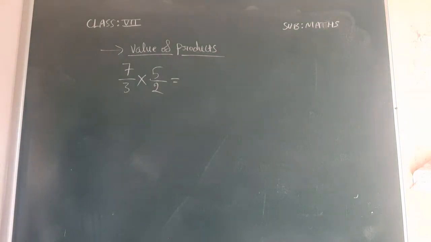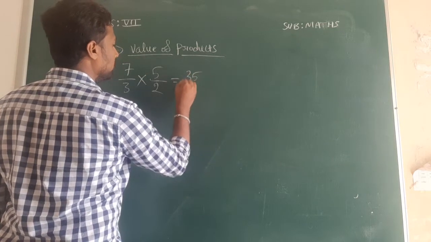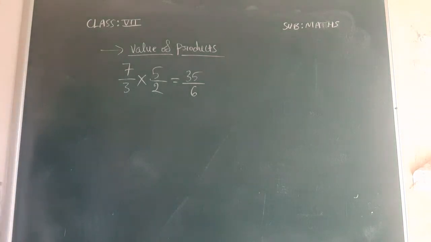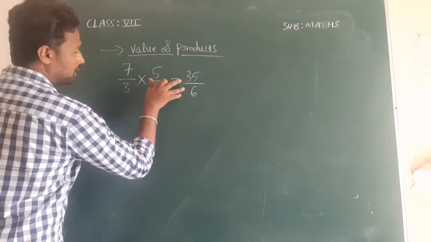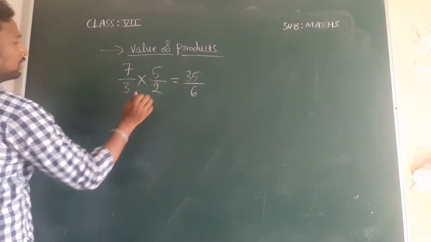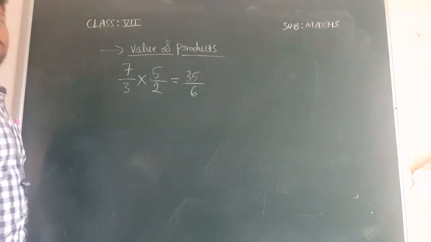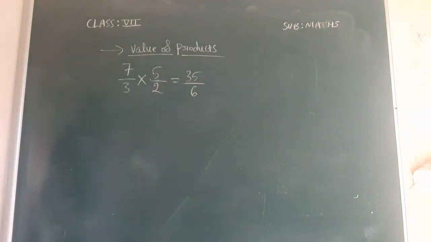Now if you multiply these two fractions, what will we get here? 7 into 5 means what will we get? 7 into 5, 35. Next 3 into 2, 6. So we got 35 divided by 6 by multiplying. Now we will compare this 35 by 6 to each of the factors. I will compare this 35 divided by 6 with 7 by 3 and then with 5 divided by 2. How did we get this? First we multiplied the numerators, next we multiplied the denominators.